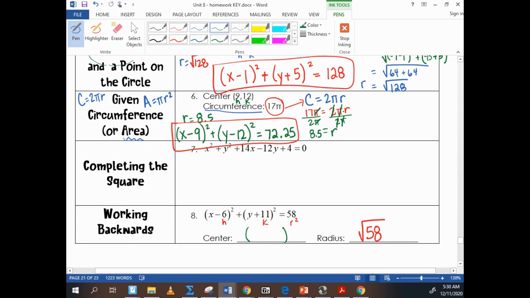For the center, though, remember you've got to switch the signs because we're subtracting our h. So this subtract 6 goes to a positive 6. This plus 11 goes to a negative 11. Again, so we've been used to working, they told us the center, they told us the radius, and we would write it. You're just working the other way for that example. All right, so we're going to stop this video and do example 7 all by itself in the next one.